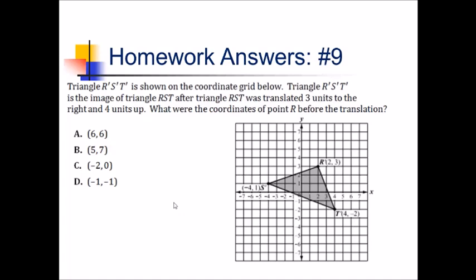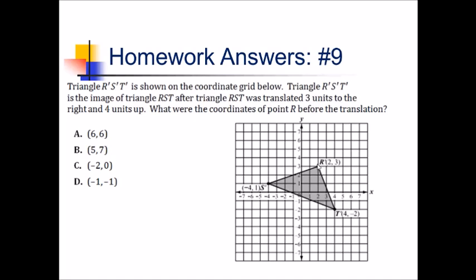Number 12 is a little bit of a trick problem. Here, triangle R prime S prime T prime is shown on the grid below, and this is the image of some other triangle after the triangle was translated 3 units to the right and 4 units up. So we want the coordinates of point R before the translation. They're not telling us to translate this thing 3 units to the right and 4 units up. That actually already happened. That was how we got to this triangle in the first place.